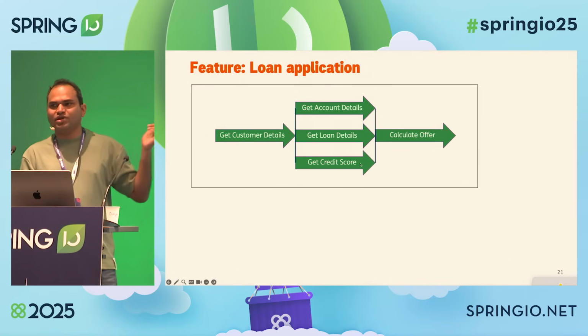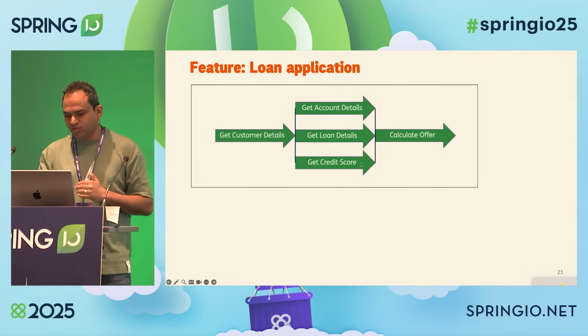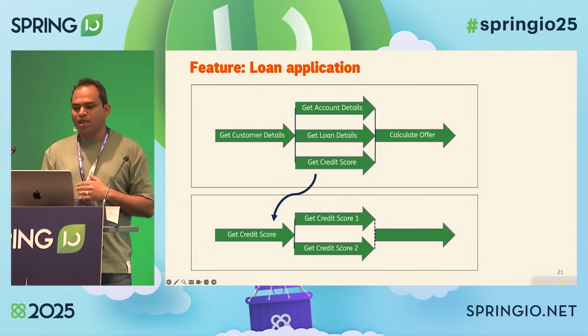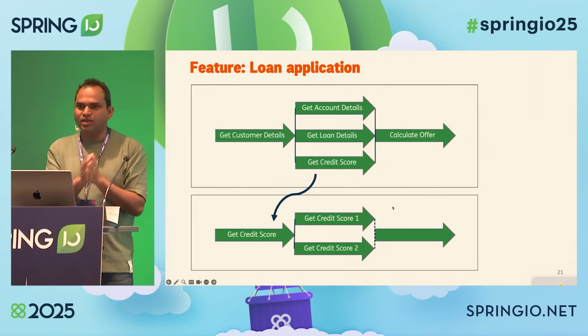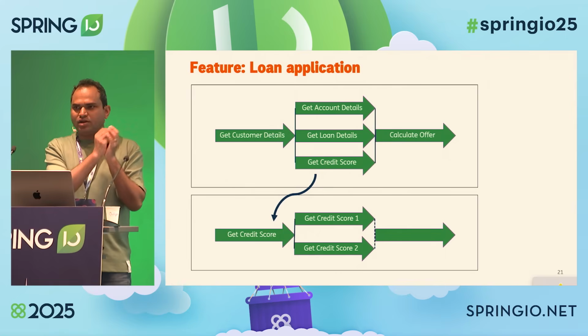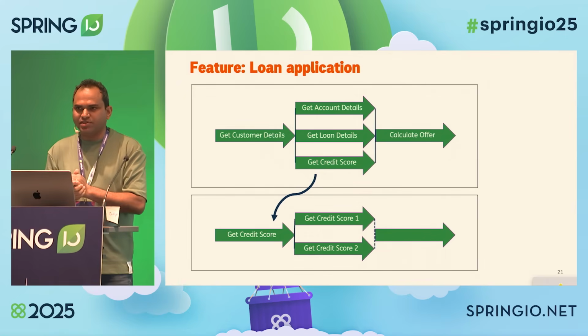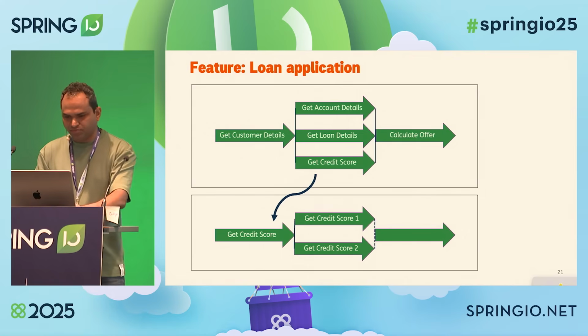And again, getting the credit score is not, let's say, a single task. There are actually 2 tasks behind it. But in this case, we are only interested in one of them succeeding. We are only interested in one credit score. Okay, so let's go ahead and implement this in our A-Bank application.